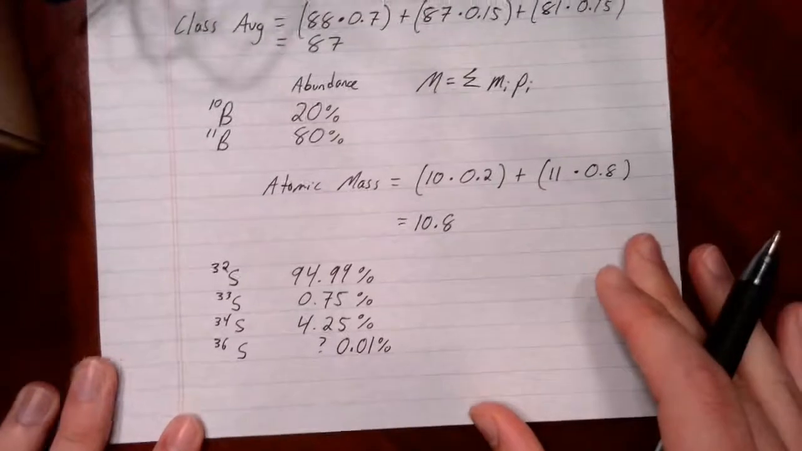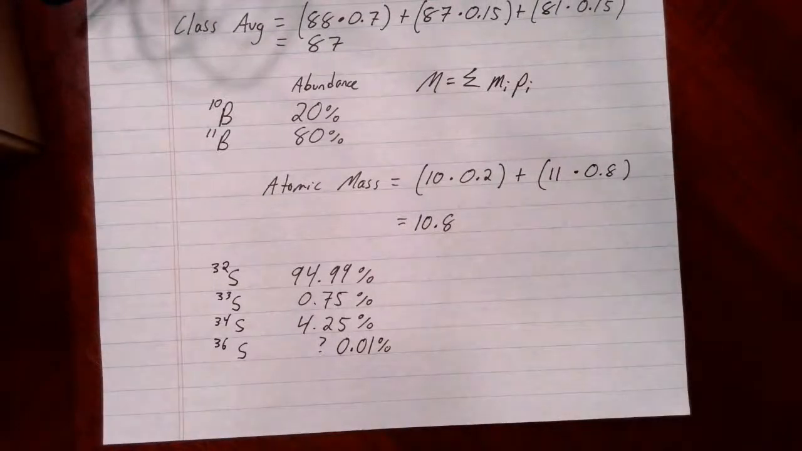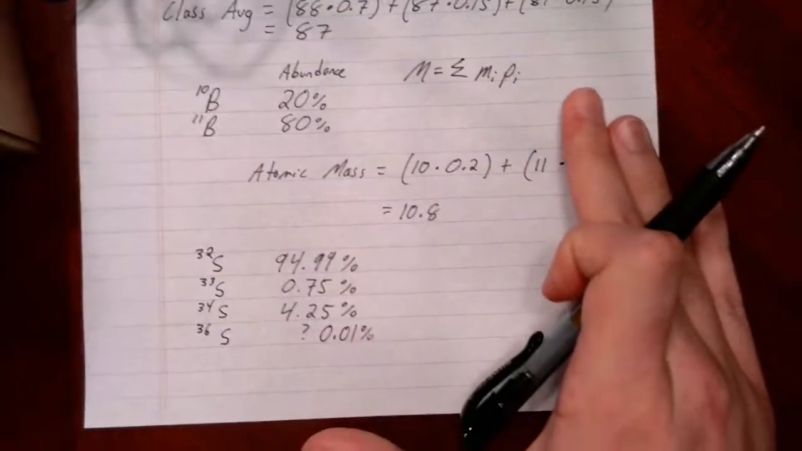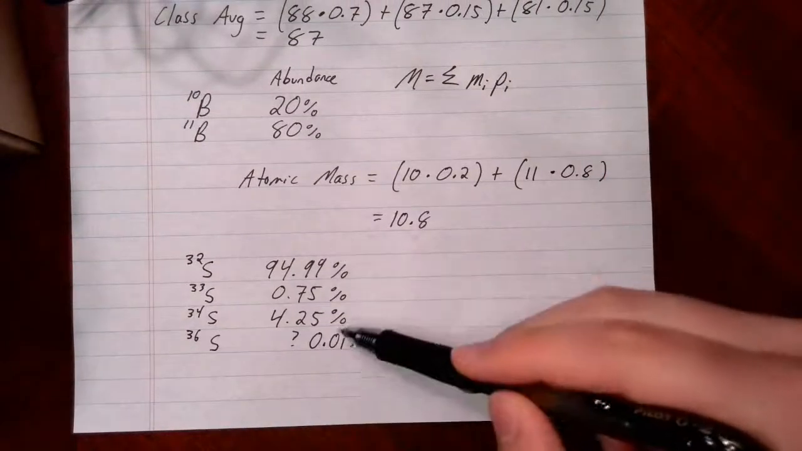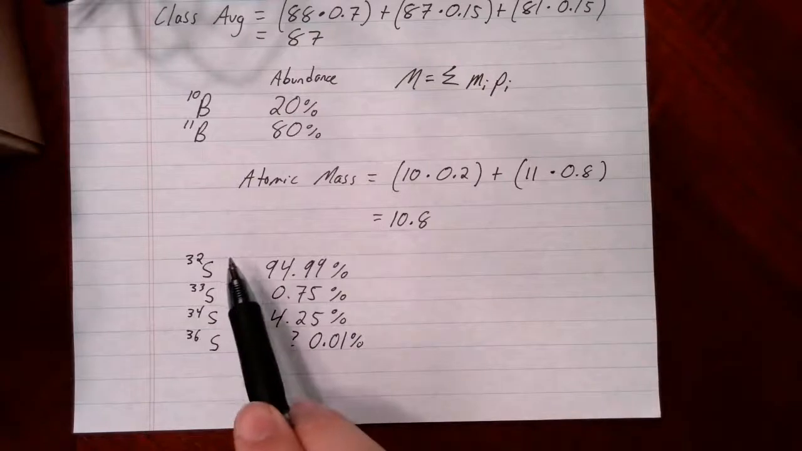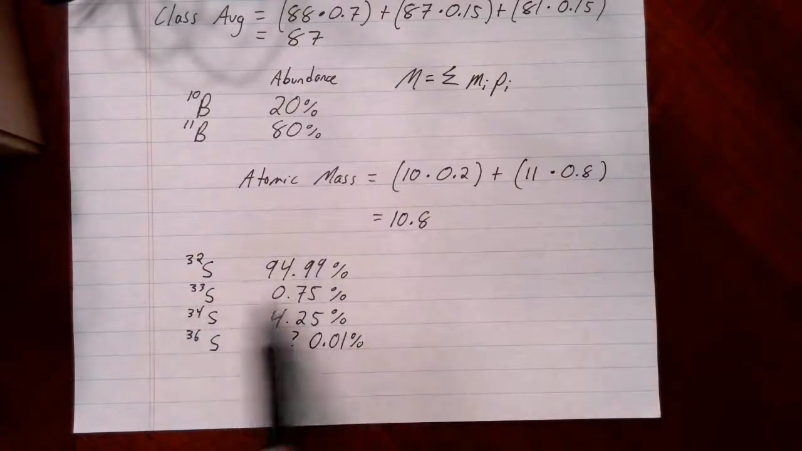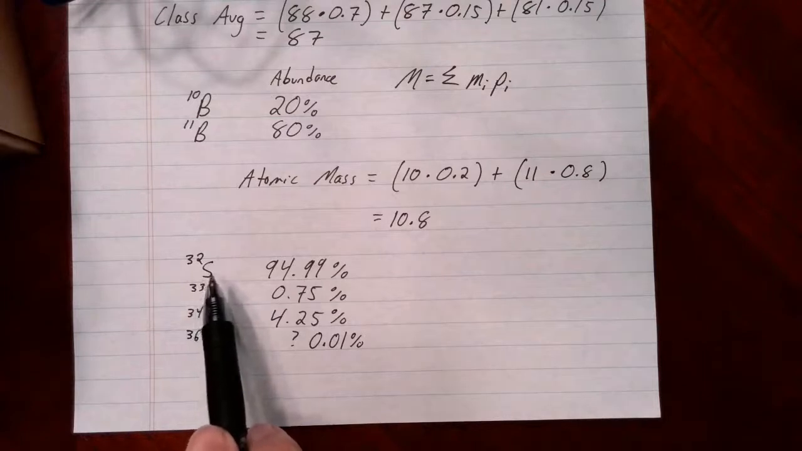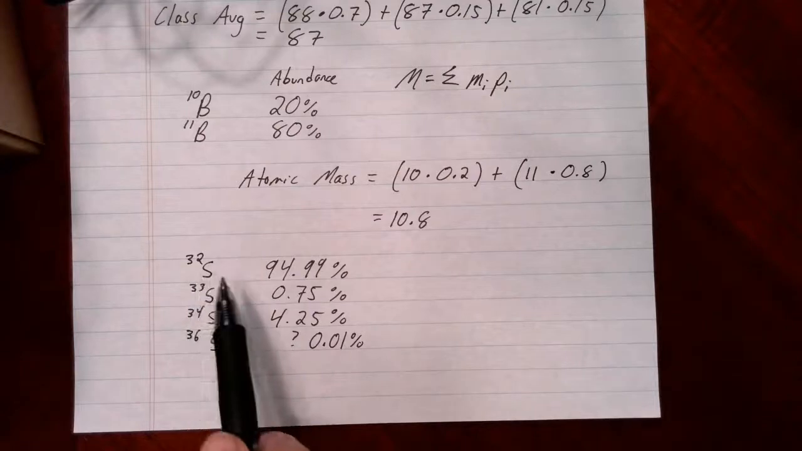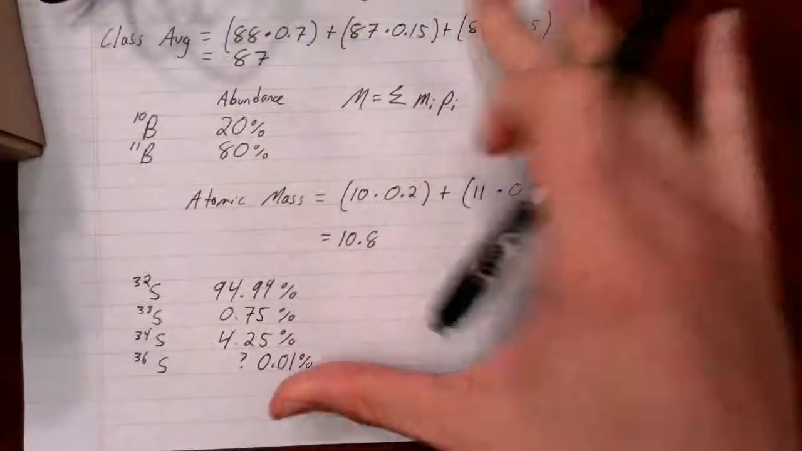0.01%. So you see that sulfur 36 will probably have a very small impact on the overall average atomic mass. So just by looking at these numbers and these abundances, we can see that the vast majority of sulfur on this Earth is sulfur 32. So we could go ahead and estimate that the average atomic mass of sulfur will be closer to 32. So let's go ahead and do the math here.